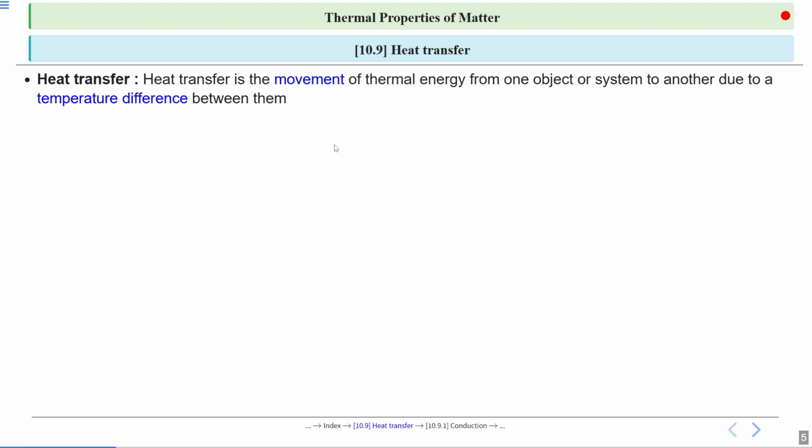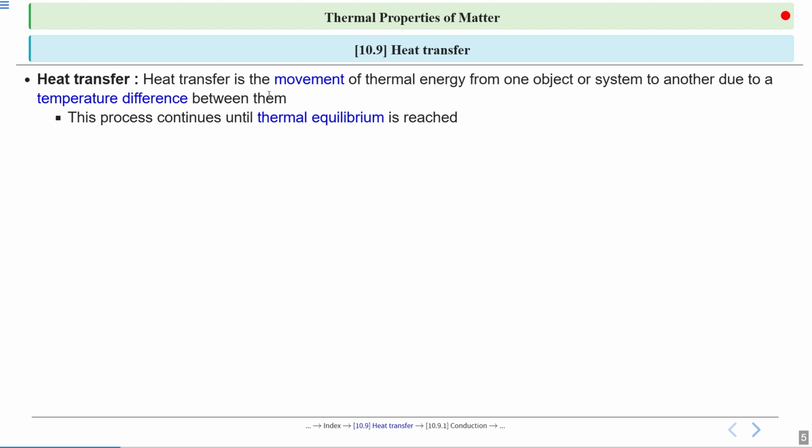So, heat transfer. Basically, in heat transfer, there is a movement of thermal energy from one object to another object, and the movement of thermal energy is due to temperature difference between two bodies. So, if we talk about the definition, heat transfer is a movement of thermal energy from one object or system to another due to a temperature difference between them.